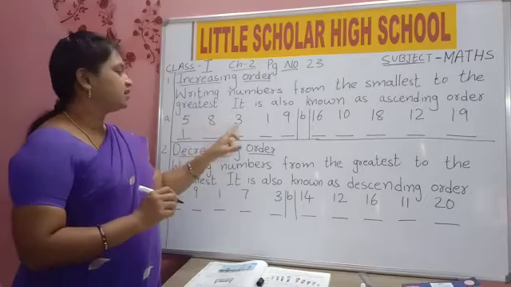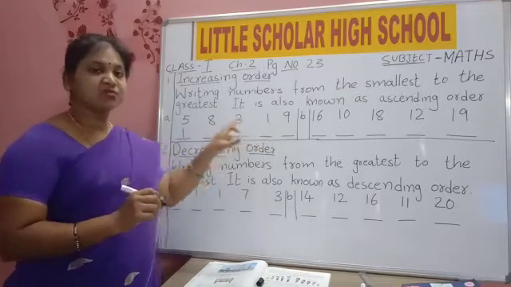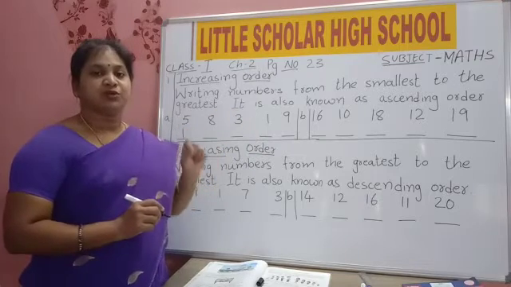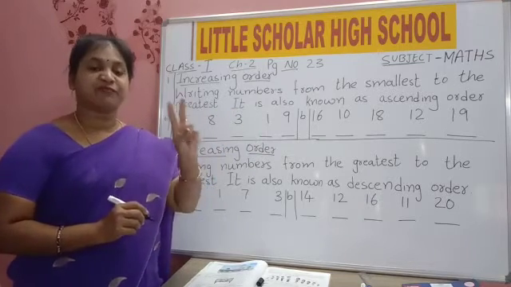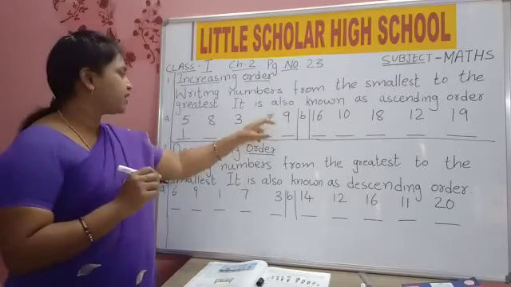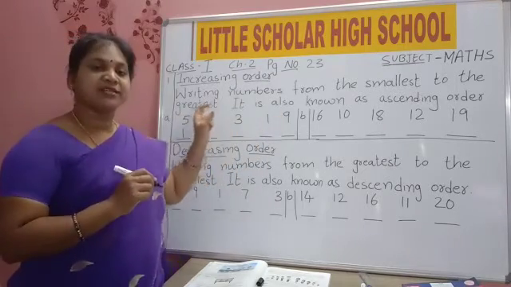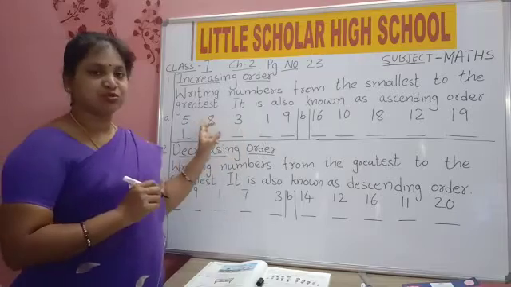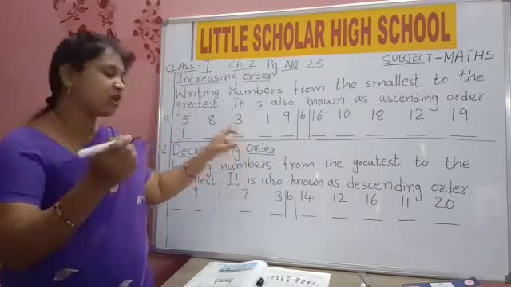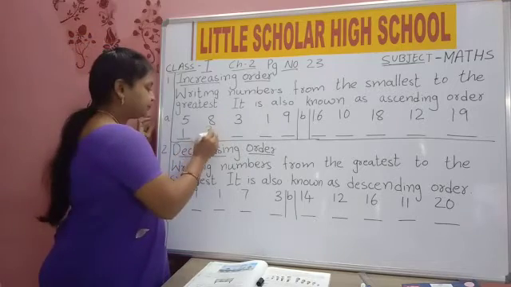Among 5, 8, 3, 9, which is the small number after writing 1? After 1, 2. After 2, 3. You don't have 2 in these numbers, so the next small number is 3.